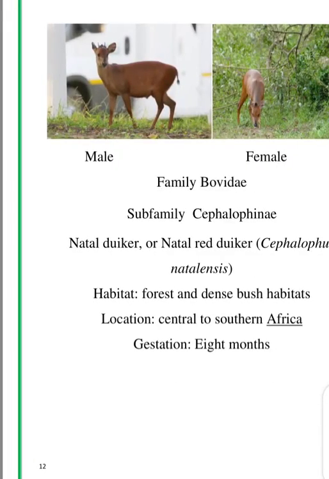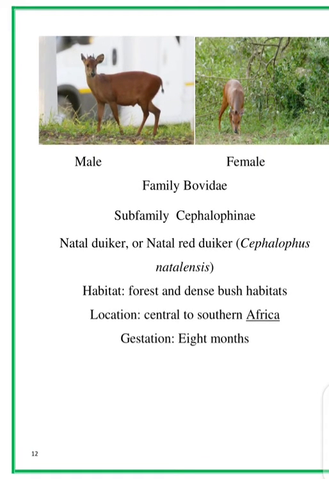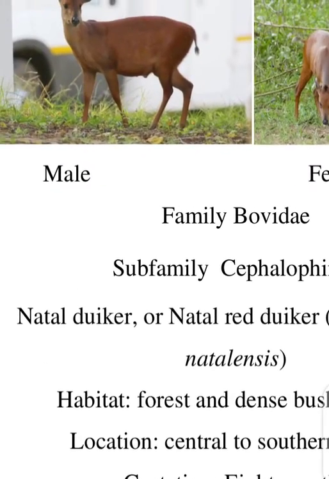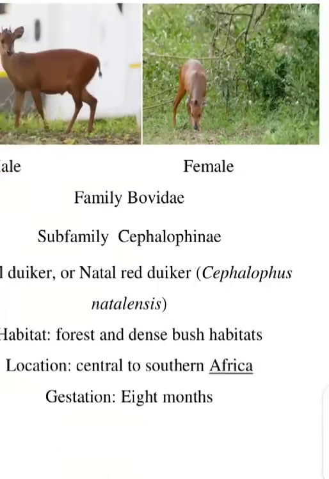The next one is the natal red duiker, or just commonly called the duiker, because we have various kinds of duiker. It is a forest and dense bush habitat animal, central to southern Africa, with an 8-month gestation period. If I look at it closer, look at the horns of the male, while this is the female with no horns.